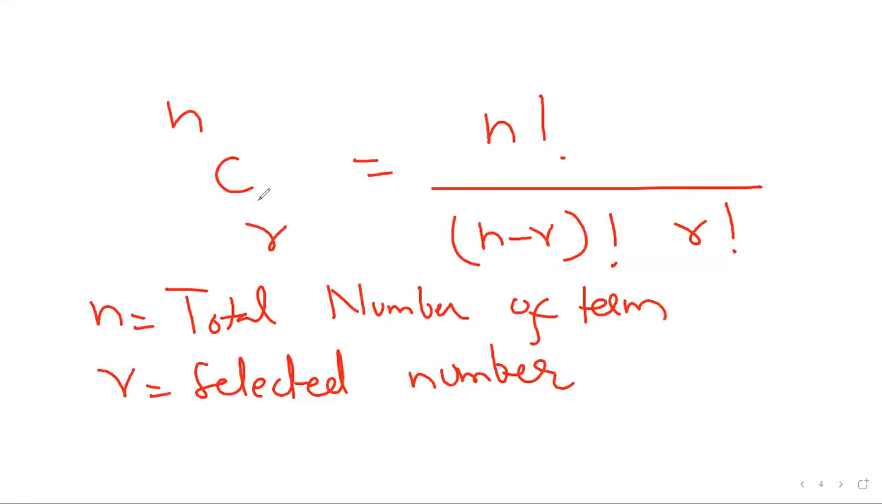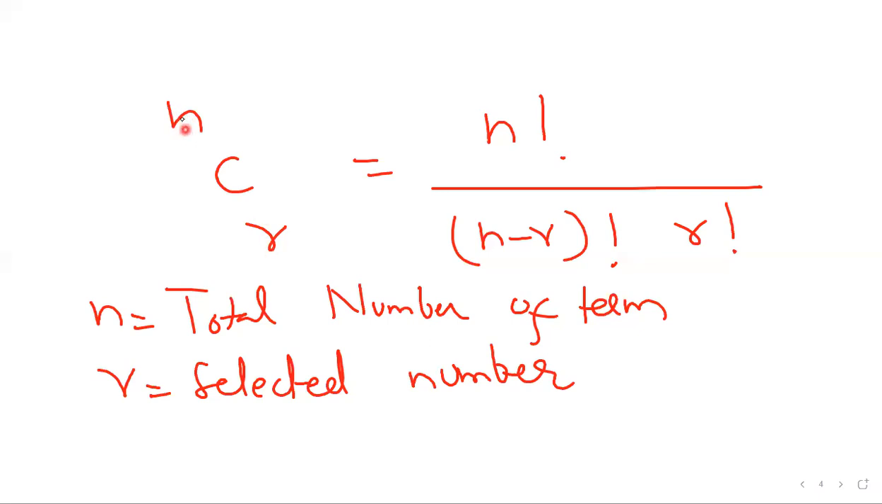The mathematical form of nCr is equal to n factorial upon (n minus r) factorial into r factorial. Now I am sure you are thinking about what is n, what is r. n is the total number of terms.